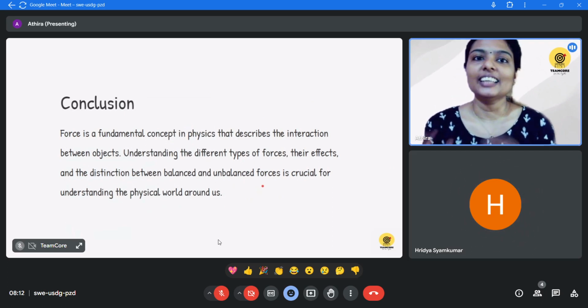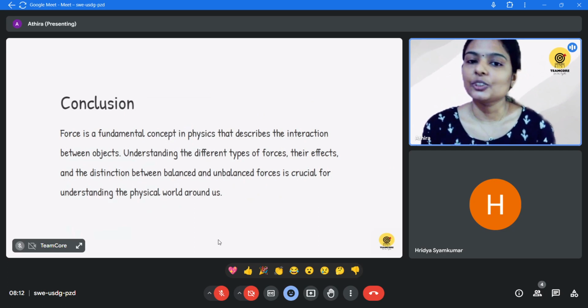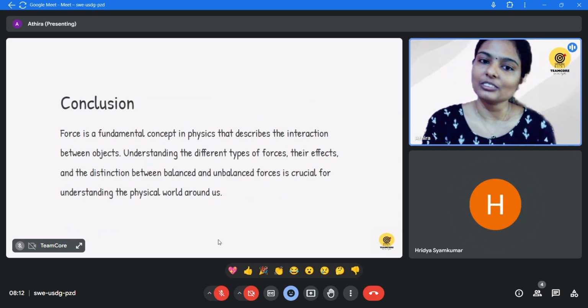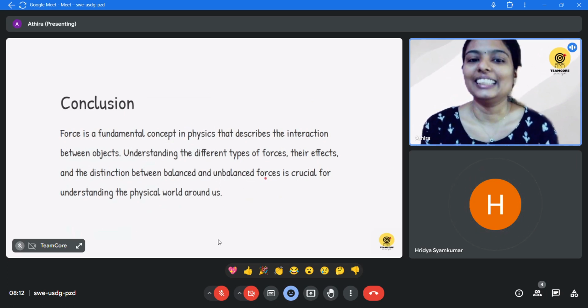Yes, actually, in our day-to-day life, in order to do any physical activity, we are applying an unbalanced force on these objects. So unbalanced forces, or the concept of force, is really an important one in our day-to-day life. Okay, so that's all about today's class.